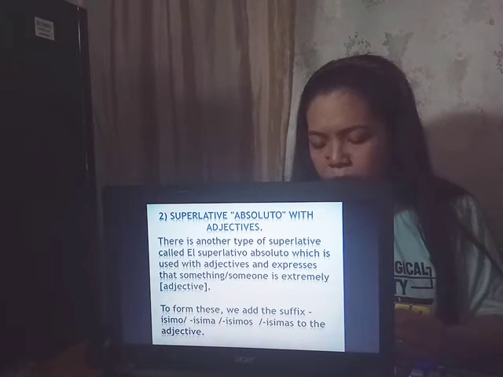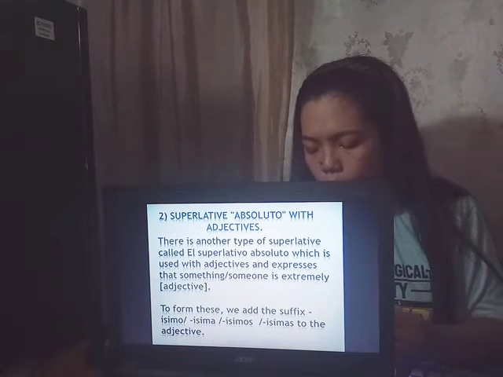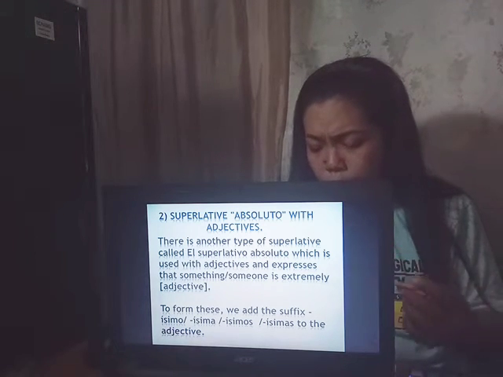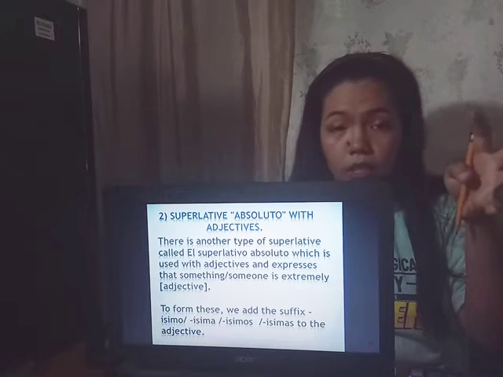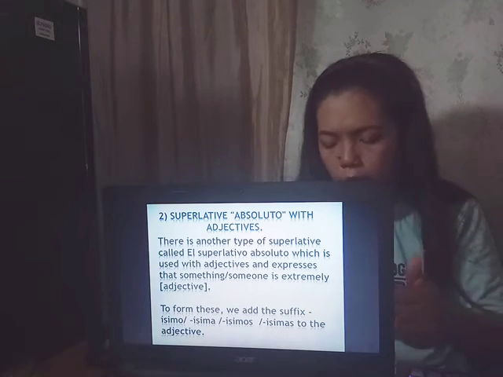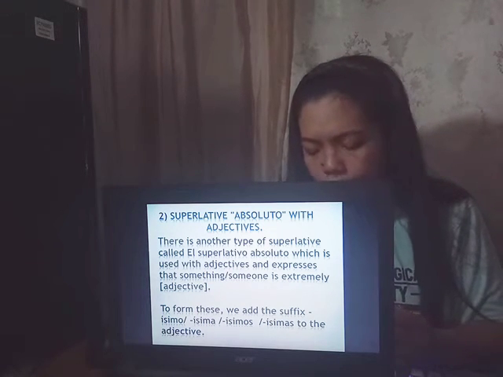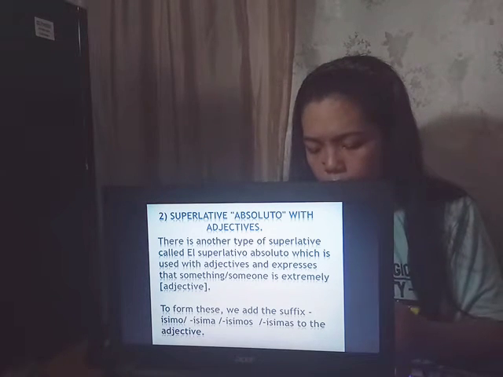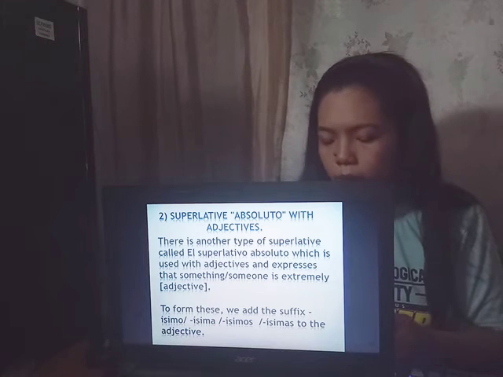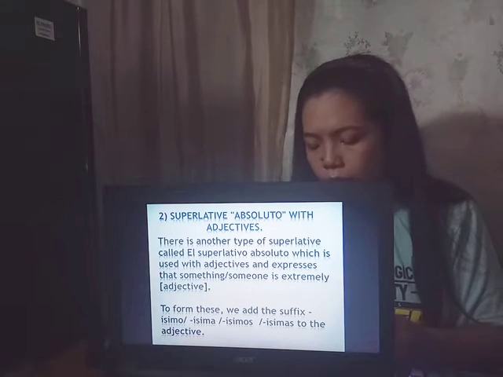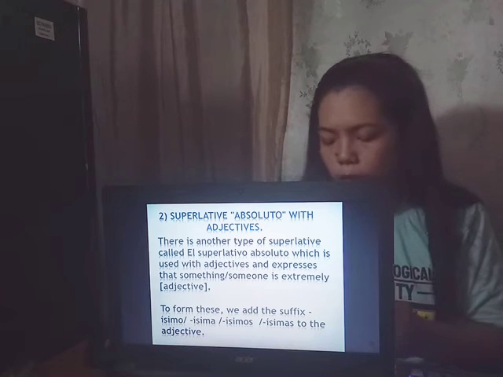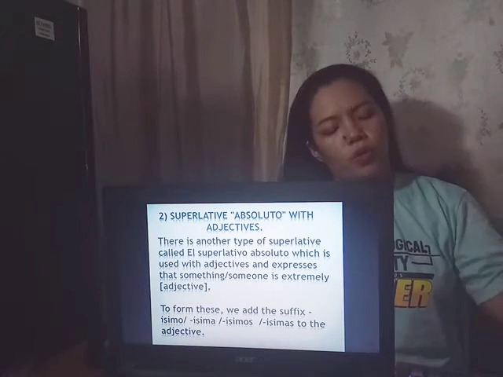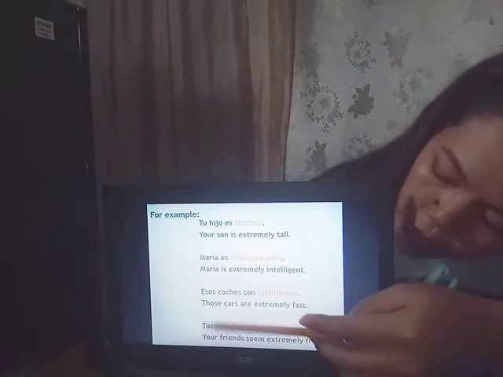So to form these we add a suffix. In Spanish you add the suffix on the last part of the word. So here we have ísimo for masculine, ísima for feminine, then ísimos for masculine plural form, then ísimas for feminine plural form, added to the adjective. Let's move on to examples.